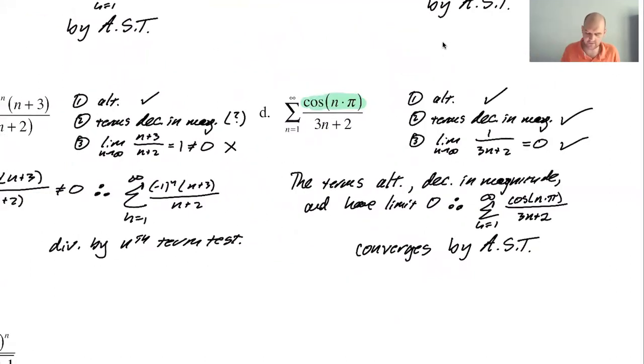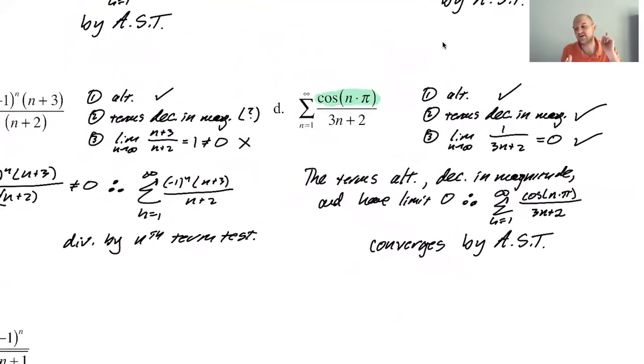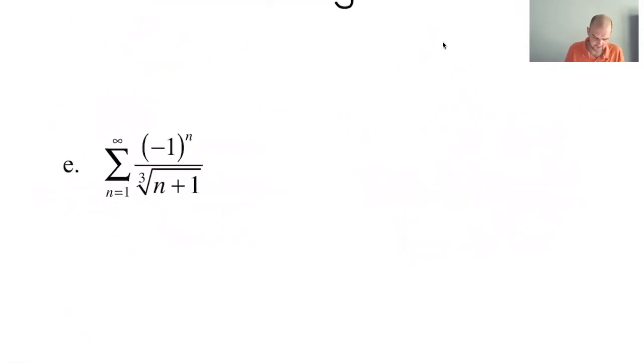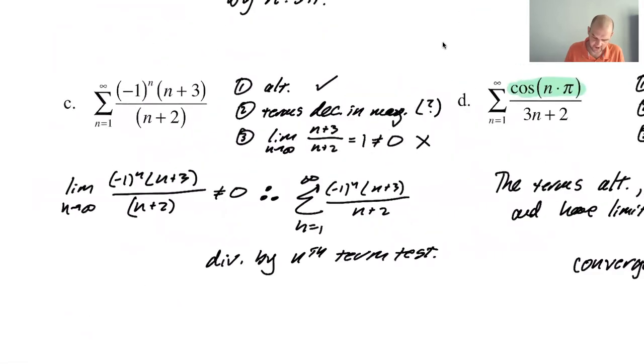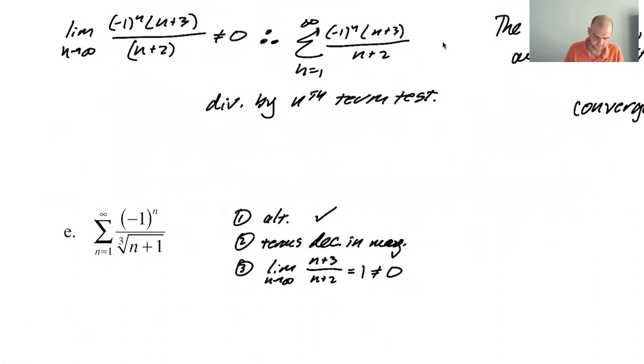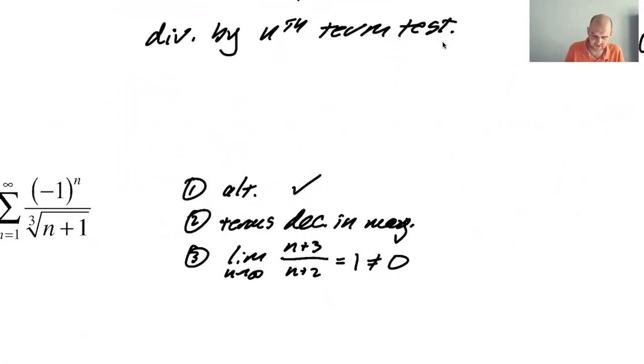Okay, so you just have to answer those questions. It's like a checkbox thing. Does it alternate? Do the terms decrease in magnitude? Is the limit 0? If so, converges by alternating series test. All right, let's look at this one. So I'm going to copy my criteria and then maybe edit my criteria a little bit so that I can check things off. Not a bad idea. Every time you do these, just write down the 3 requirements and see what happens.